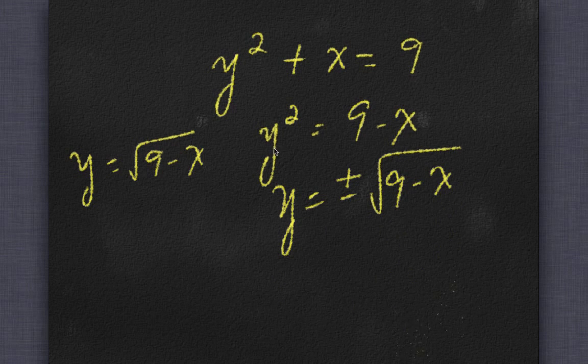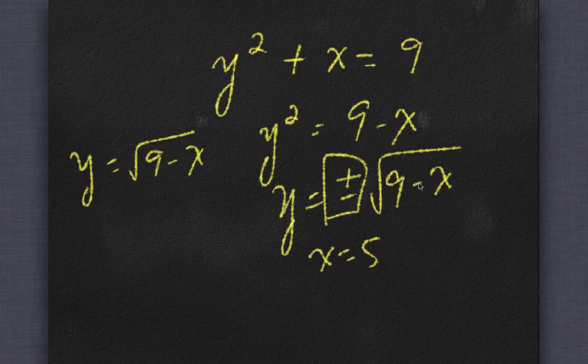Because if y is 2, this is 4, but if y is negative 2, this is also 4. So I have to do a plus or minus here. So this is not a function because you can get two different values. If I choose x equal 5, and I plug it in, I get plus root 4 is 2, minus root 4 is negative 2. Which one's right? We don't know, so this isn't a function.